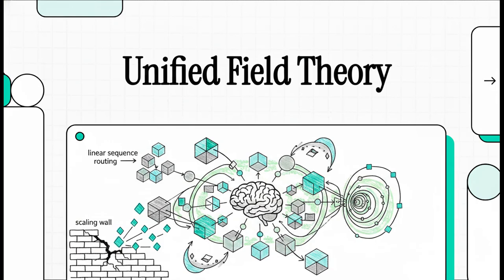Welcome to this explainer. If you've been paying any attention to the AI space lately, you know that our most advanced neural networks are hitting a massive scaling wall. But today, we aren't just looking at some simple engineering tweak. No, we're looking at a fundamental mathematical leap from linear sequences to non-local geometric routing. Get ready, because we are diving deep into a unified field theory of computation.